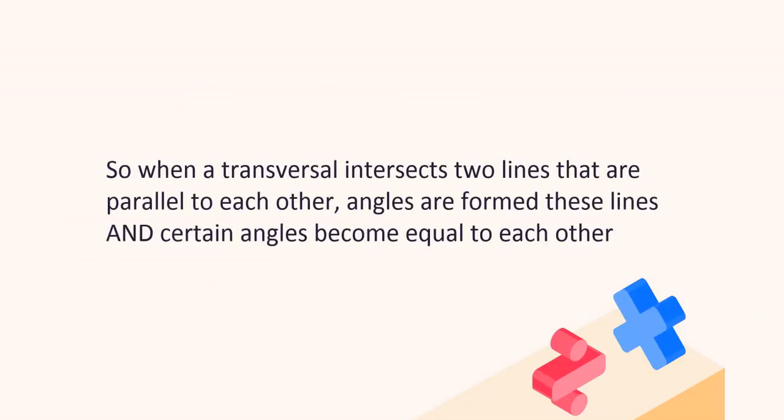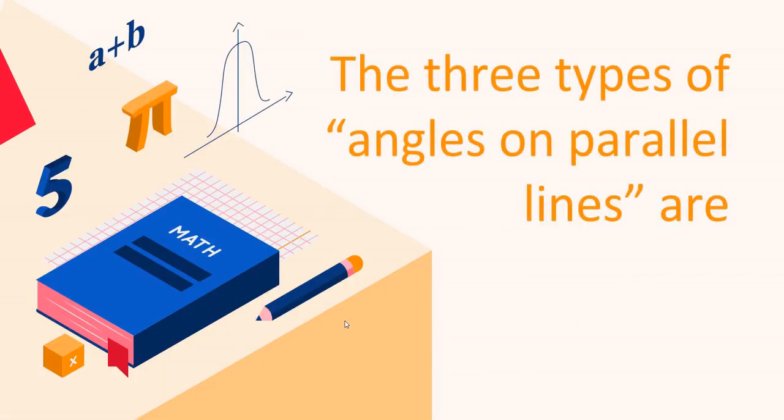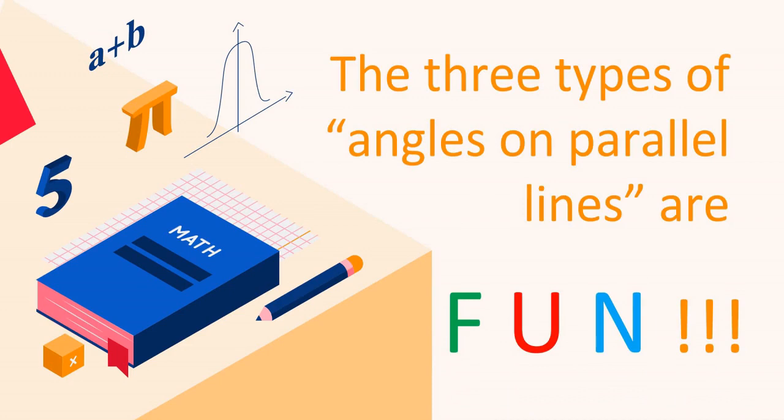So when a transversal intersects two lines that are parallel to each other, angles are formed. Angles are formed between these lines. Sorry about that. And certain angles become equal to each other. The three types of angles on parallel lines are, therefore, as I said earlier, I'm going to show you why it is fun.